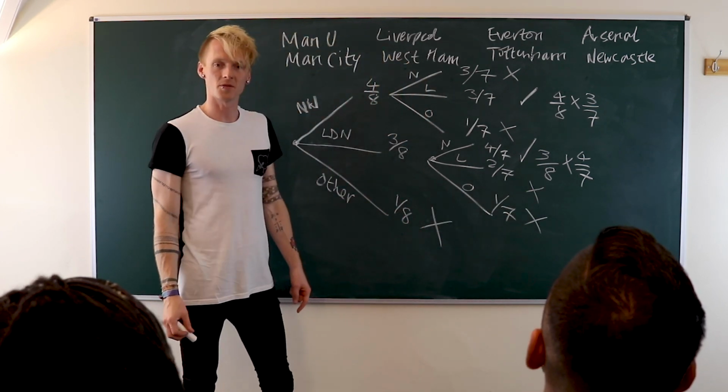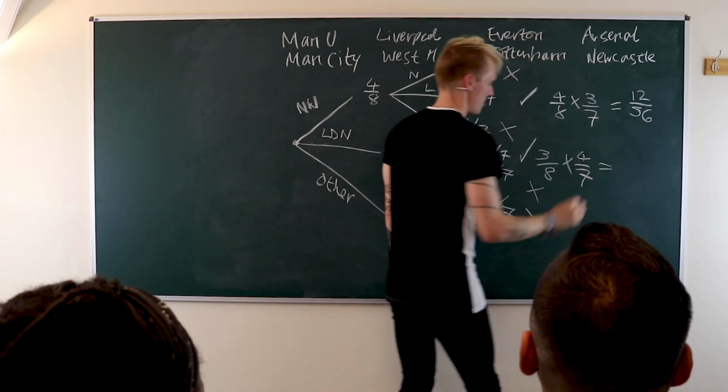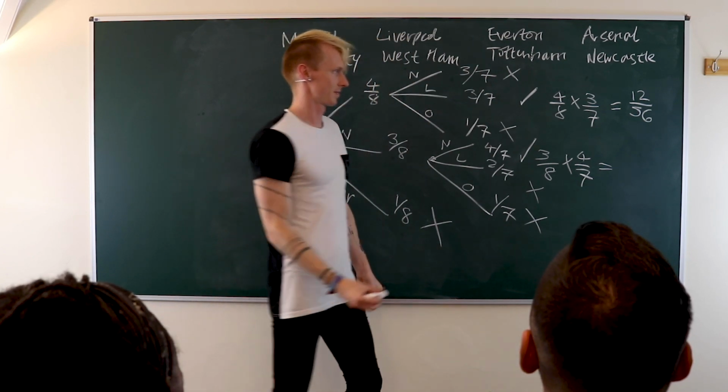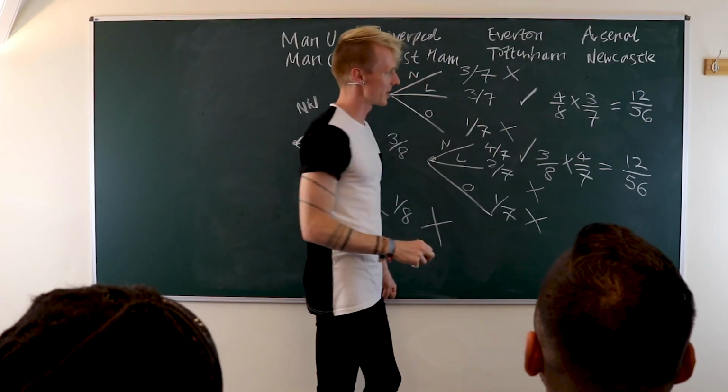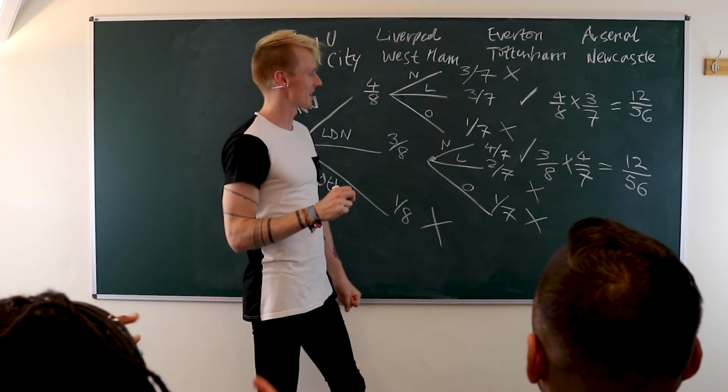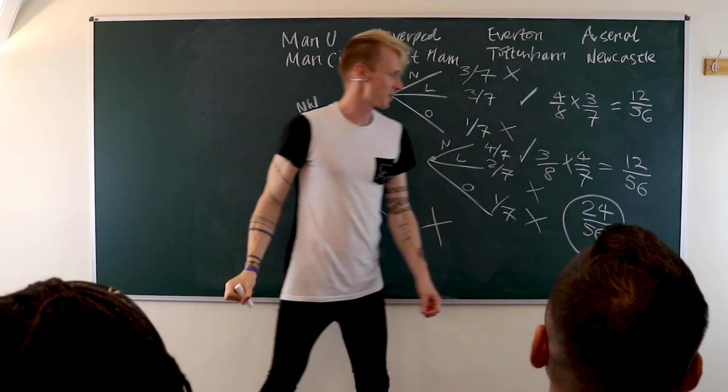So, what is going to be our total probability? It'd be 4 over 8 times 3 over 7. So the numerator is 4 times 3, which is 12, and 8 times 7 is 56. Nice. And then that one, Bobby? 3 times 4 is, I hope it's still 12. And 8 times 7, it's still 56. So our total probability, put them together, 24 over 56.